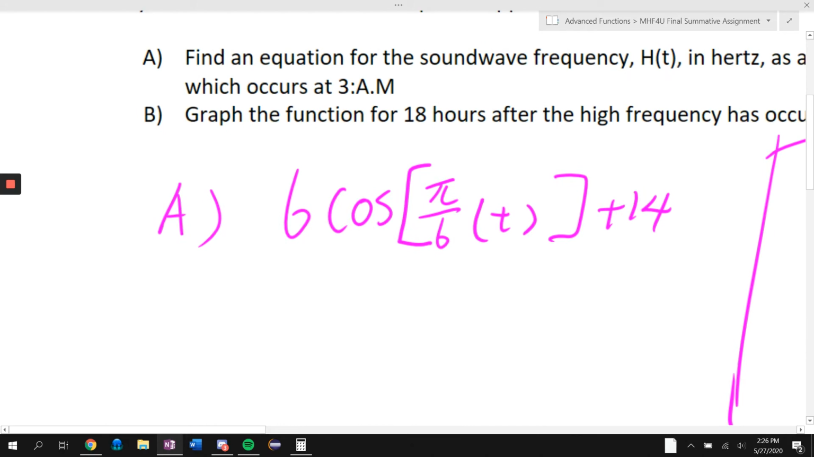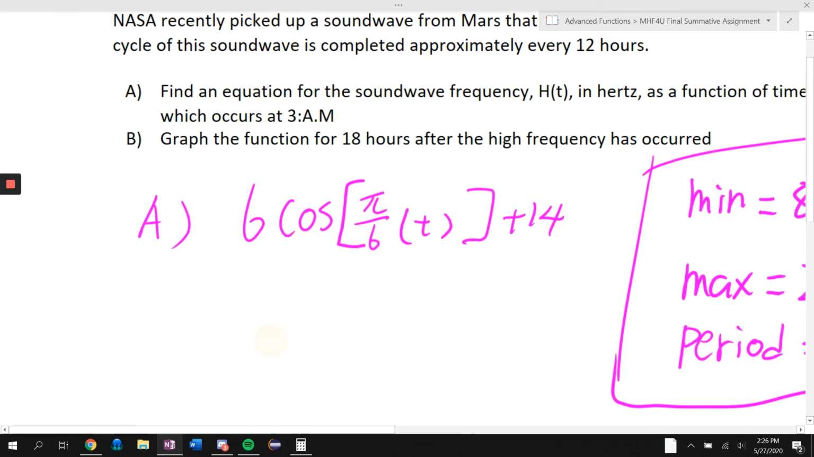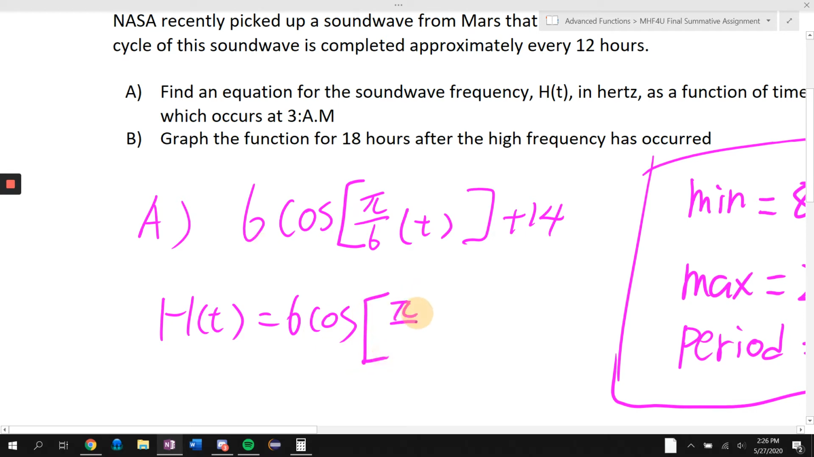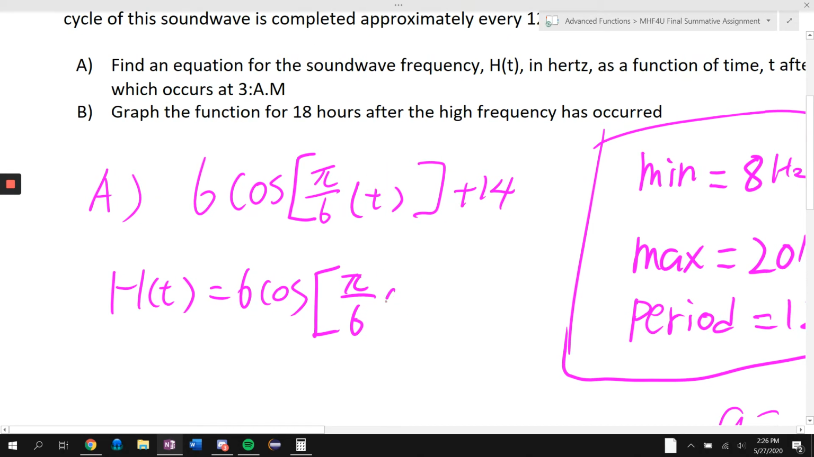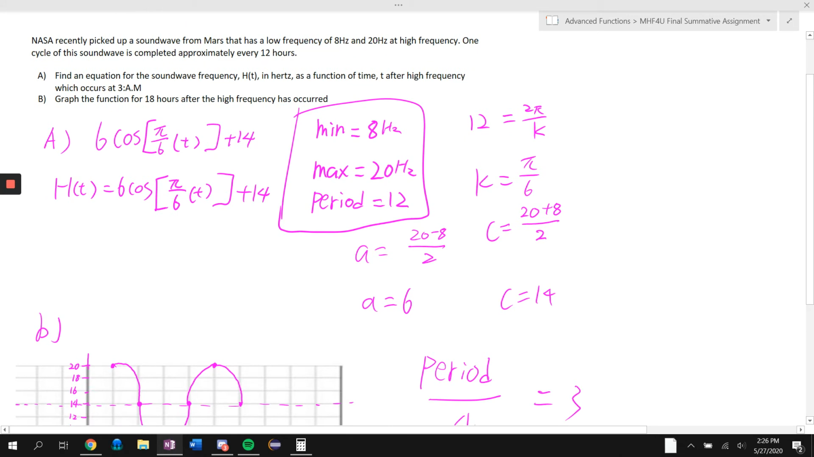Now let's plug that into our equation. So it's asking for h of t. So h of t equals 6 as the a value, pi over 6 is the k value, t obviously, and then plus 14 as the c value. So now let's move on to part B of this question.